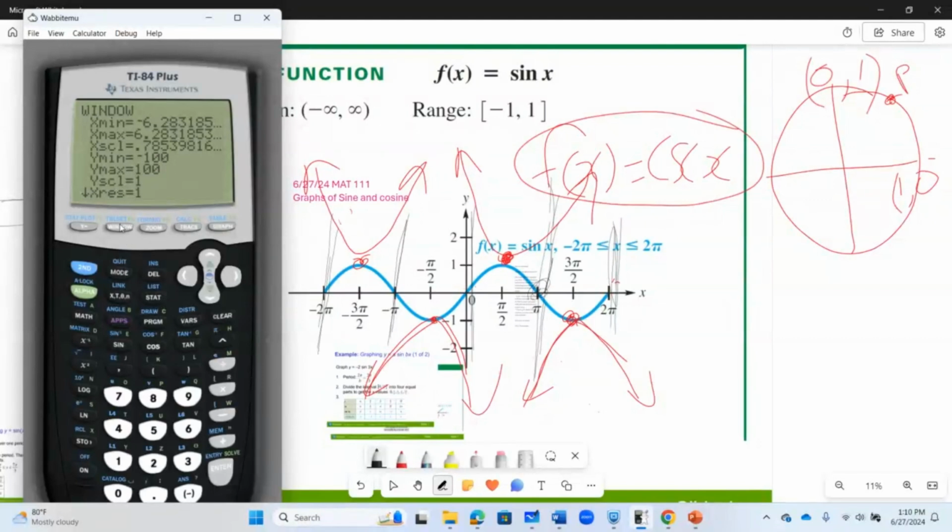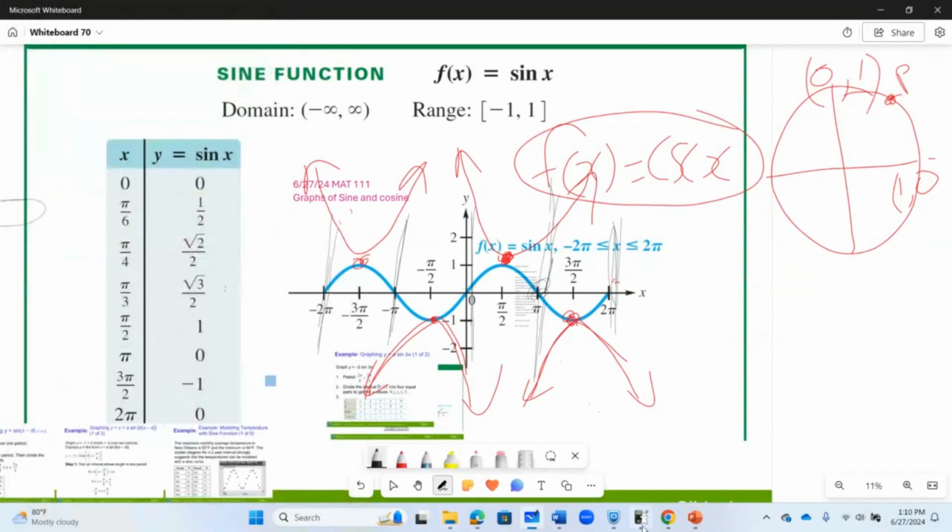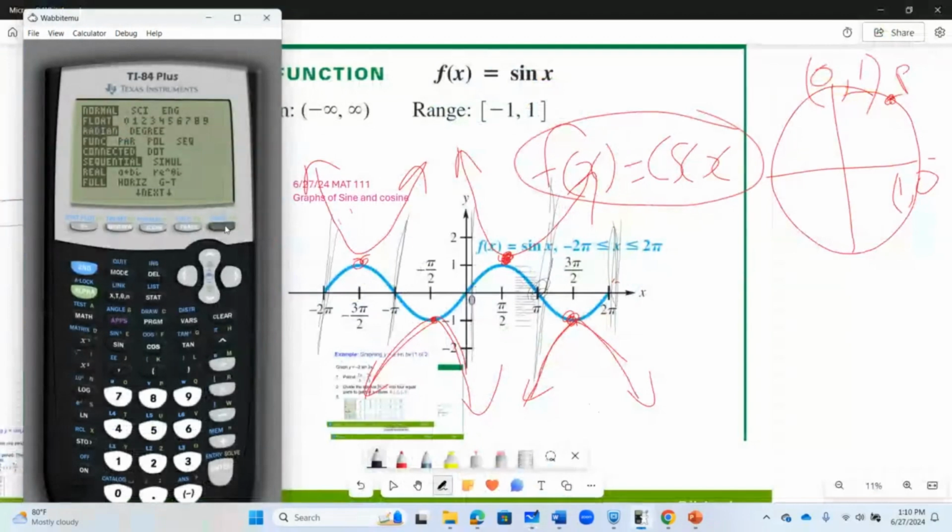But before I graph, I want to go to mode. You must be in radian mode. When you're drawing a graph of a trig ratio, you must be in radian mode. I know I've said it before, but saying it again wouldn't hurt anybody. So then I am going to graph, and look at what I have. Hopefully it's going to draw for me.